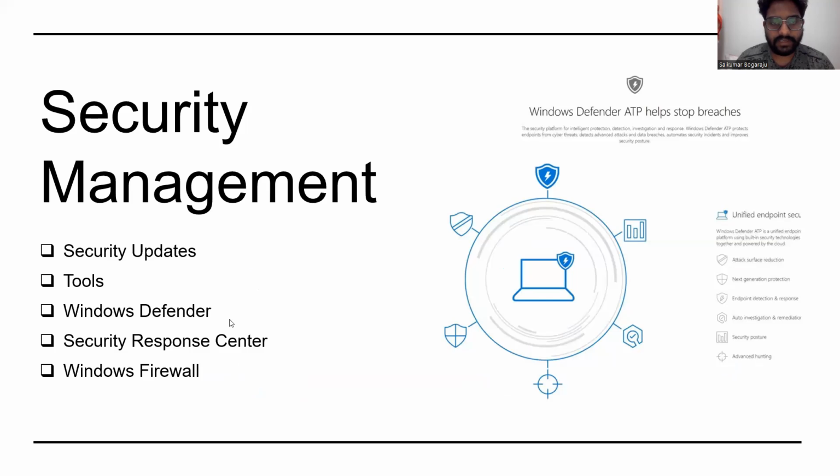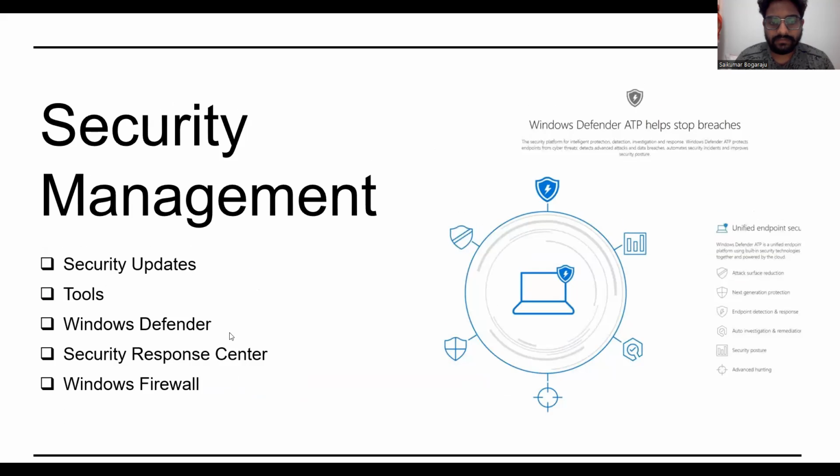So first thing is security updates. In the Windows 11 operating system, we get daily updates of security risks, continuous updates, so we can update our Windows 11 operating system through the website. And the next thing is tools. We have tools like the Windows Malicious Software Removal Tool, which removes all the malware in our Windows 11 operating system.